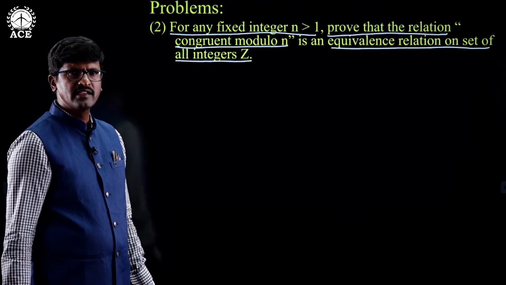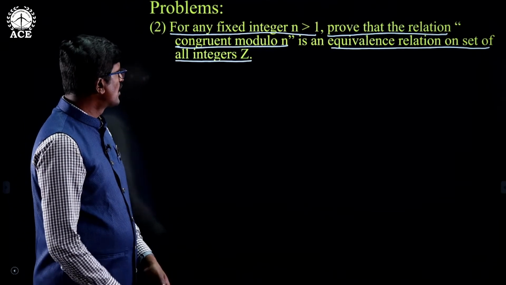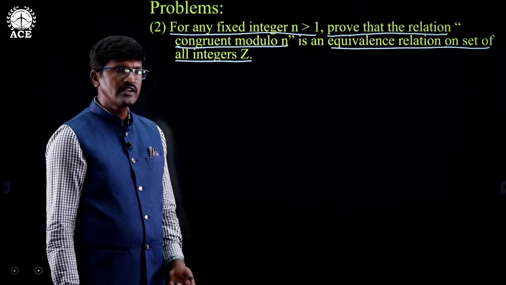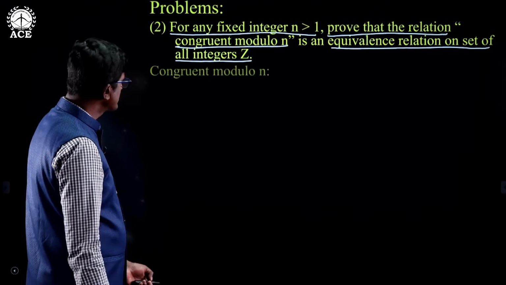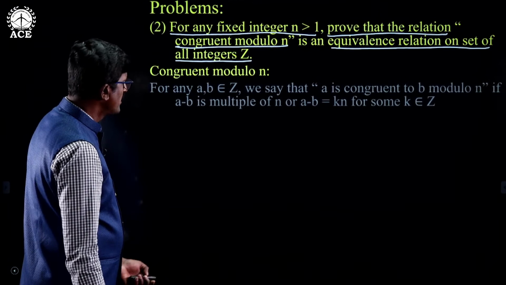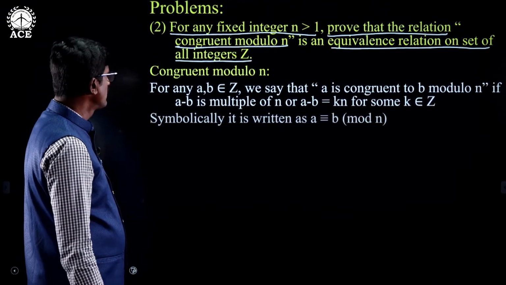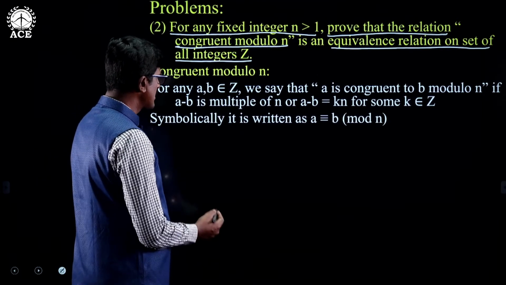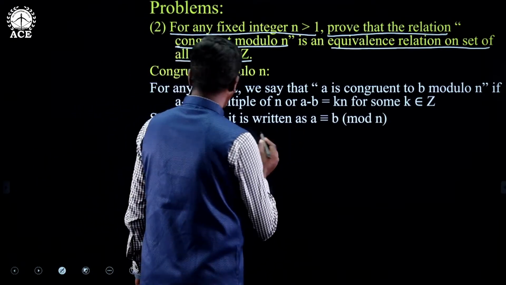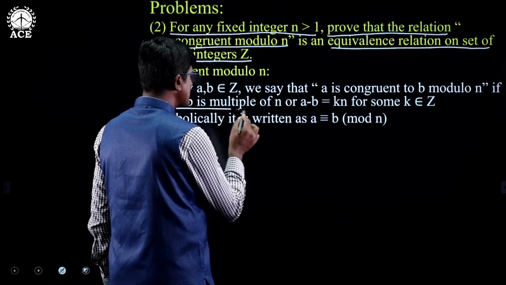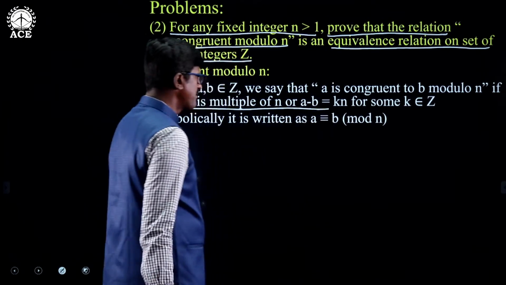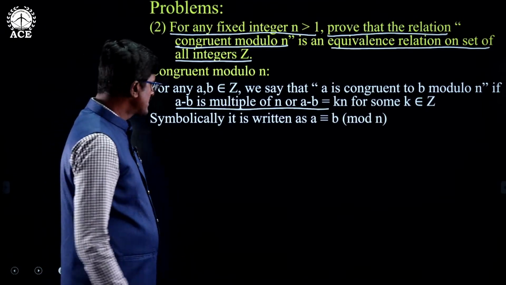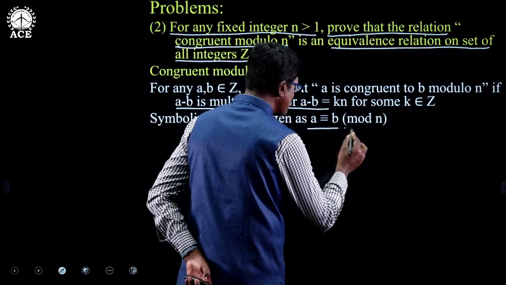So they have given some relation, congruent modulo n, on the set of all integers. Now let's see what the congruent modulo n relation is. The congruent modulo n relation says if A minus B is a multiple of n, then we say that A is congruent to B mod n.